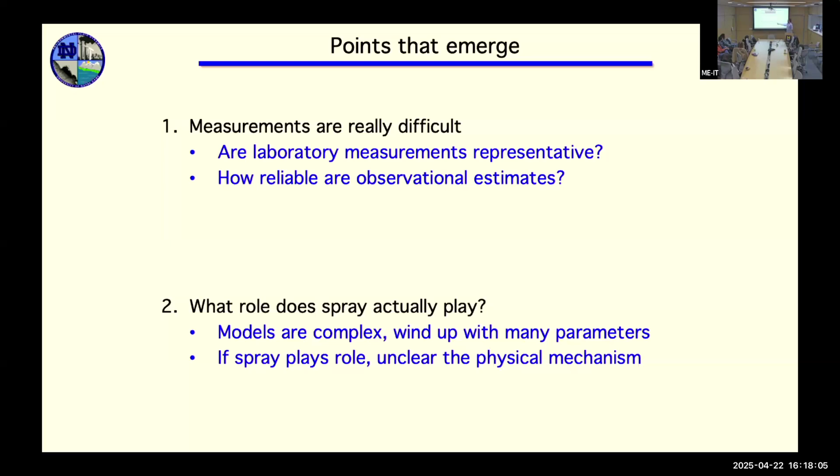Another question that I want to focus on is, what role does spray actually play? Because I think there are bodies of papers out there which say that spray is the reason the drag coefficient levels off. And I think they're wrong.